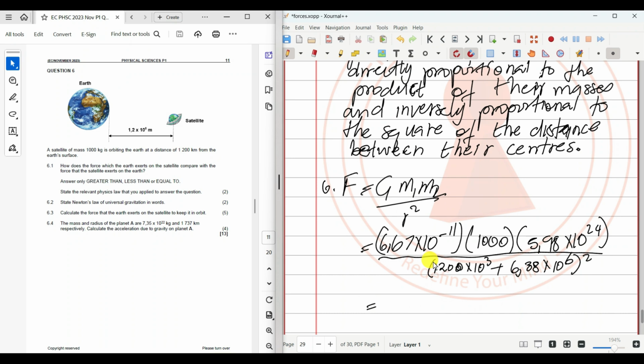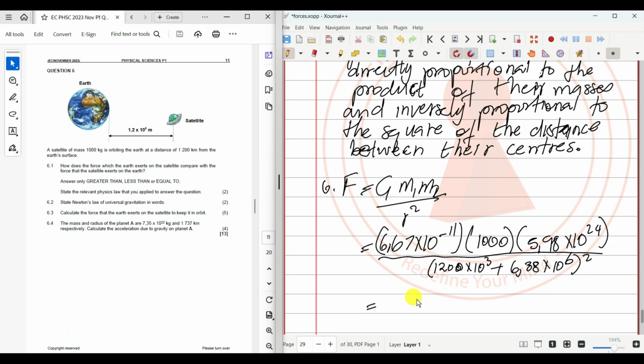Is this now 6.67 minus 11 times 1000 times 5.98 times 10 to the 24 over 1200 times 10 to the 3 plus 6.38 times 10 to the 6 close square. Oops, what did I do? Oh, minus 11. Minus 11. Okay.